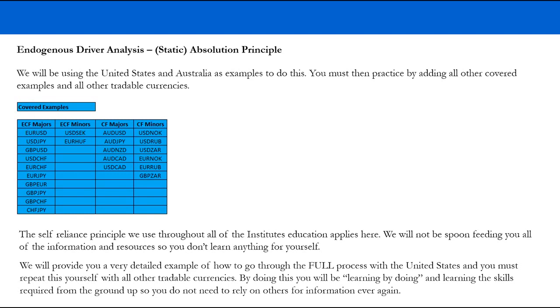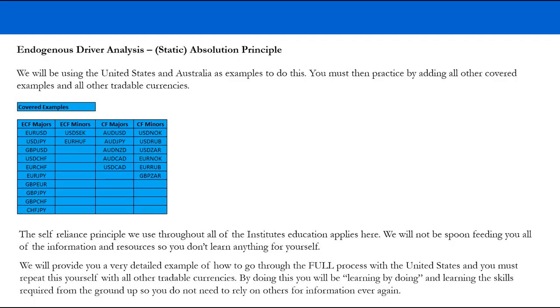So what we're not going to be doing is literally going through every single currency pair with you and every single country and showing you the analysis on every single country and currency. That would be pointless, because what we'll be doing in terms of teaching you that way is actually we'll be spoon feeding you all of the information and resources, and you won't actually learn anything for yourself. So what we're going to be doing is creating the systematic process within the United States and Australia, and then you have to then take this process and apply it to all other countries and currency pairs.